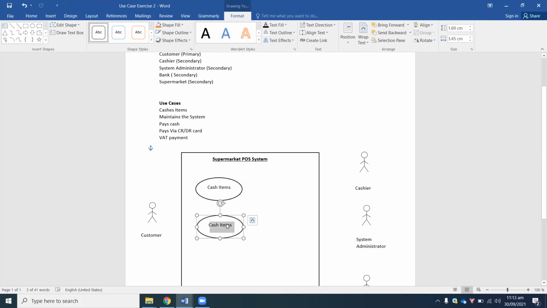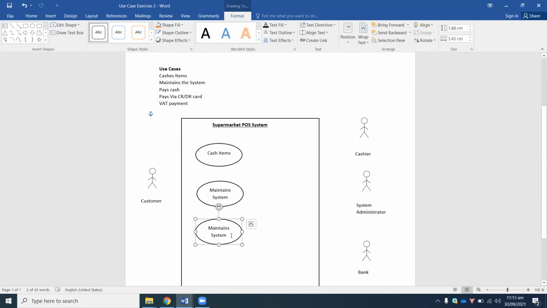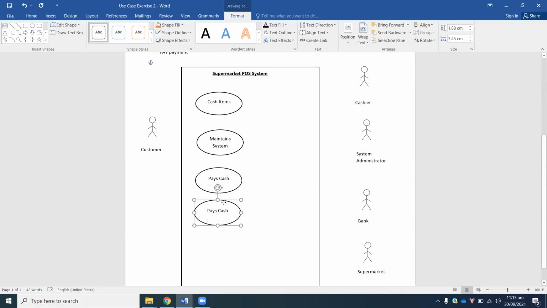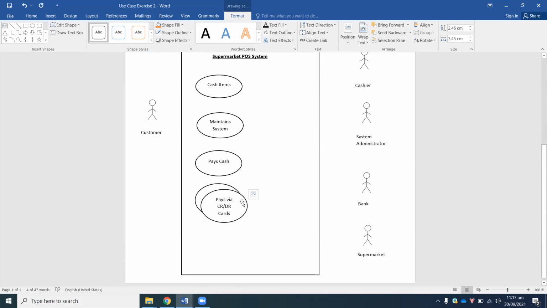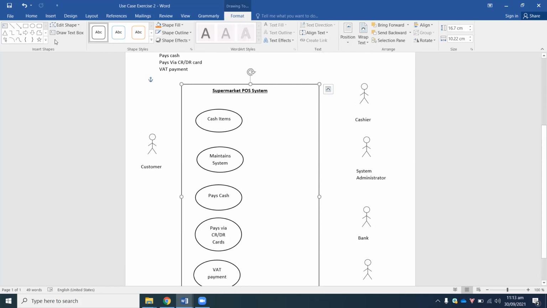And then maintains the system. After that, pays cash. Next up, pays via credit or debit cards. And the last one is VAT payment. Okay, let's go and link it up now.